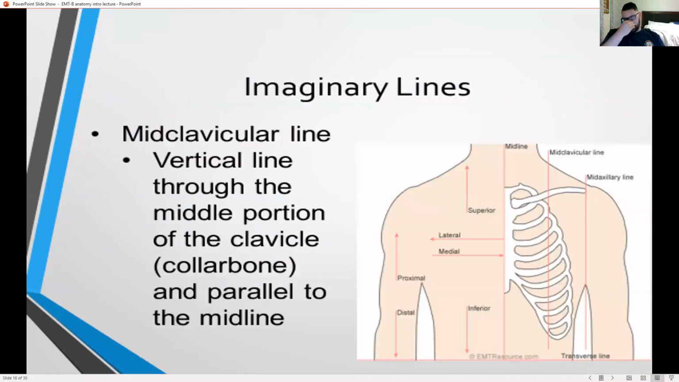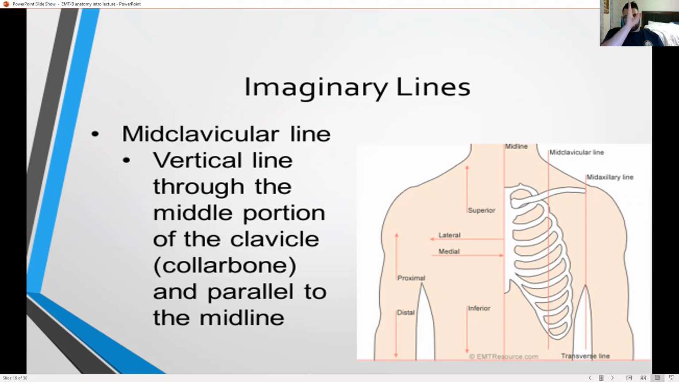All right, we got imaginary lines in the body. We have to know the imaginary lines. These are great for knowing landmarks and locations of injuries and being able to just communicate effectively. So the mid-clavicular line. So where's your clavicle? Your clavicle is over here. All right, this is around your collarbone, okay? So the clavicle, the mid area right there, that is your mid-clavicular line. So going straight down, that would be your mid-clavicular line. It's a vertical line through the middle portion of your clavicle / collarbone, and it's parallel to the midline.